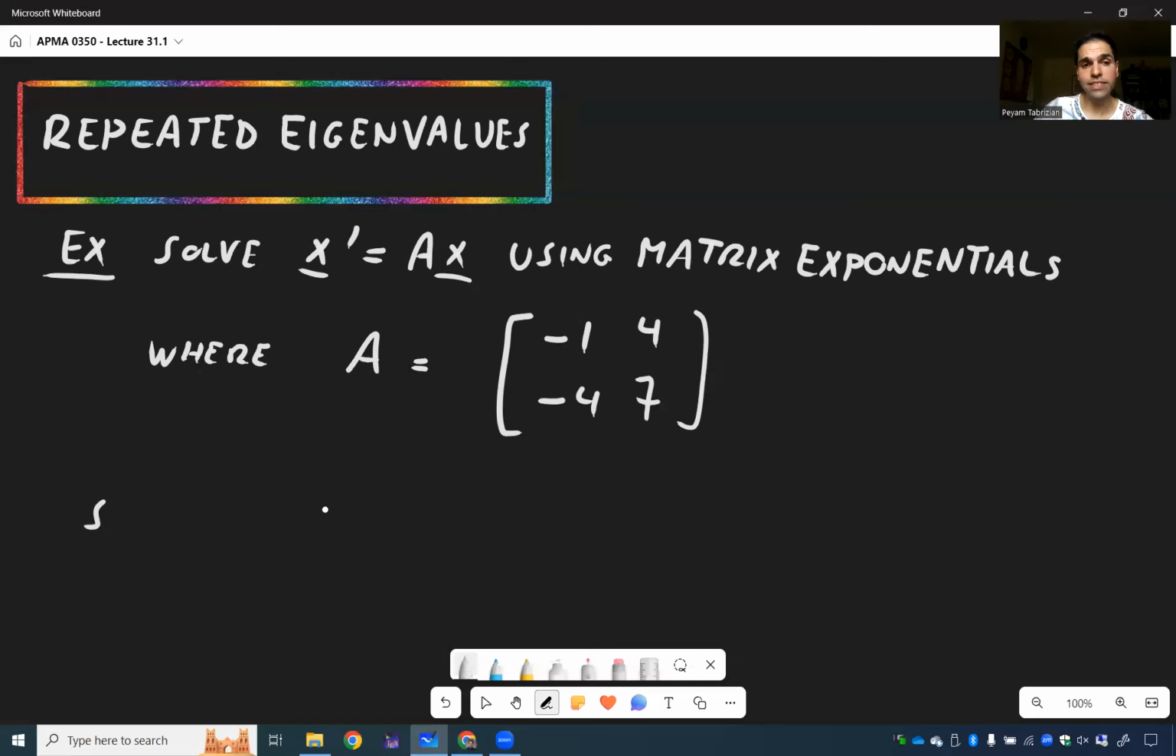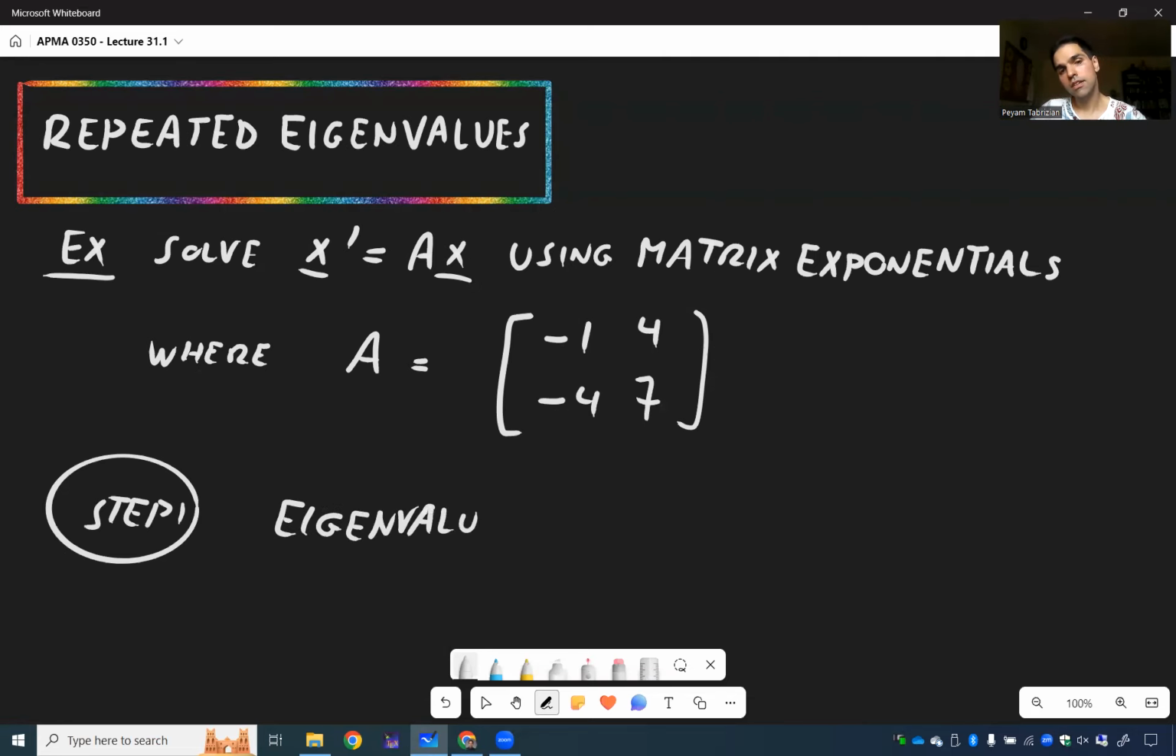And it turns out all you need are the eigenvalues. You won't even need eigenvectors for this. So let's find the eigenvalues. And let me actually do this because it's been a while.